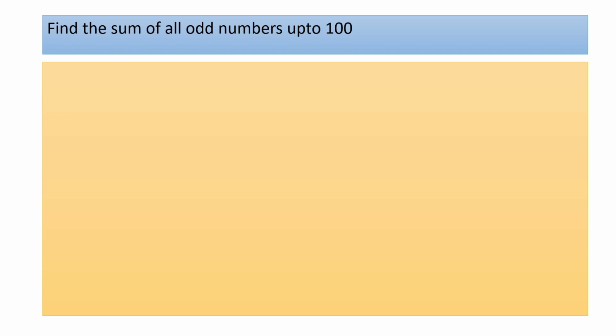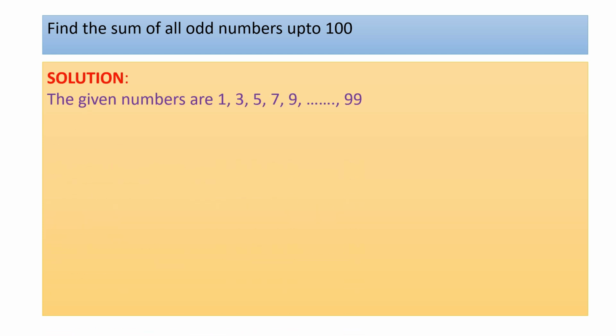Let's try to solve some of the example problems. Please take a notebook and pen and try to solve along with me. I'm reading the problem statement. Find the sum of all odd numbers up to 100. We have to find the sum of all the odd numbers which are below 100. Let's move on to the solution.